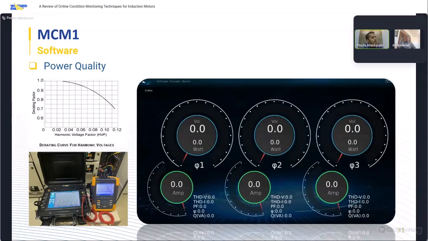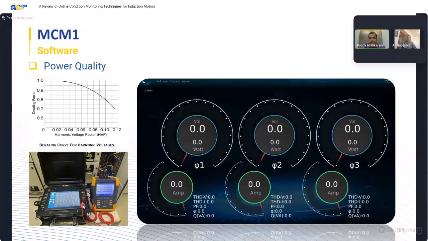As you can see here, we have an MCM1 device and a Fluke power analyzer, which were used to compare both devices. We measured the power quality parameters, and you have both a condition monitoring device and a power analyzer simultaneously. For detecting the condition of the motor, you usually use the vibration and the current. But for power quality issues, you usually use the voltage and the current.